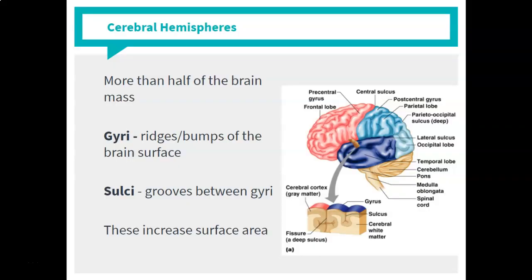Now, the cerebral hemispheres are the different lobes in your brain, more than half of the brain mass, and there are two different vocab words, I guess. There's the gyri, which are the ridges and the bumps on the brain, and then the sulci, which are the grooves in between the gyri, so the inner parts. So between the gyri and the sulci, this is what gives you the surface area that is lending itself to the intelligence.